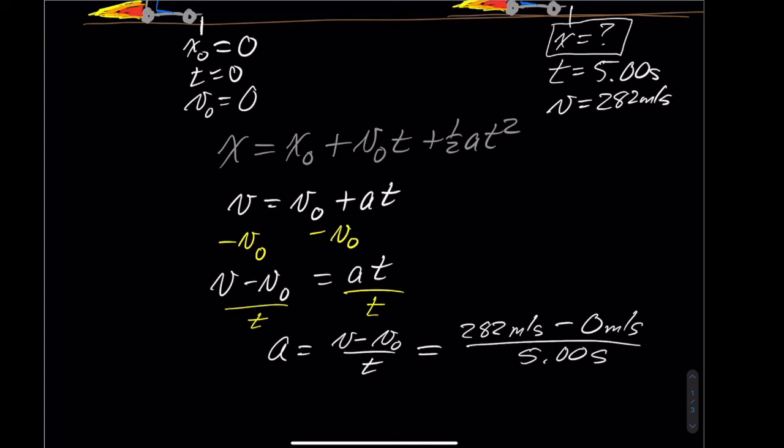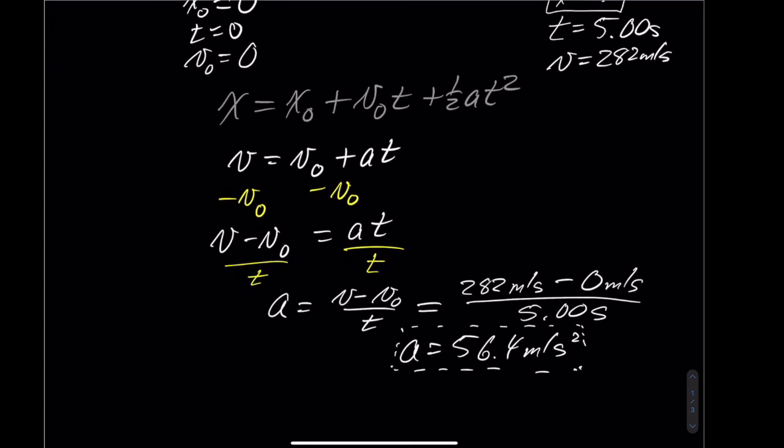So that gives me an acceleration of 282 divided by 5, which gives me 56.4 meters per second squared. All right, so I'll put that in a dotted box. It's interesting, but it's not what we were looking for, but it is helpful. Now, as an aside, we can look at that. Is that a big acceleration?